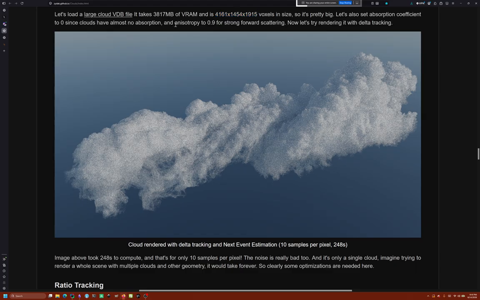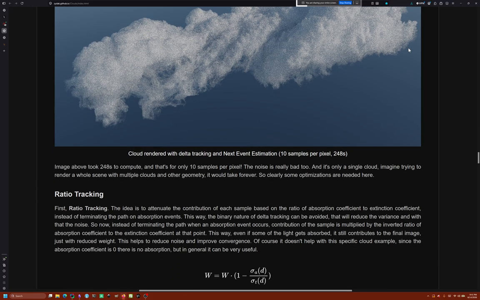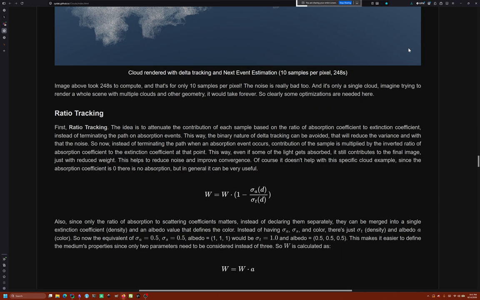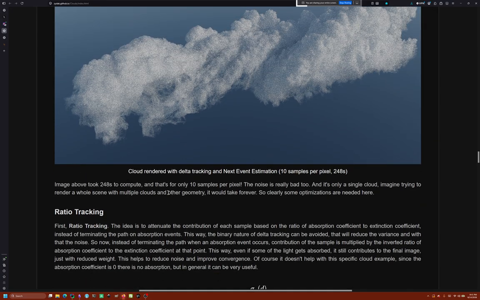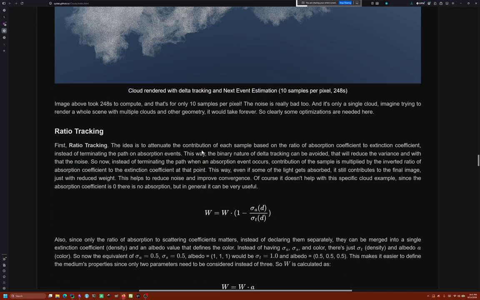So they're doing an anisotropy of 0.9 for strong forward scattering. Okay. So using delta tracking, they took 248 seconds to compute this, and that's only doing 10 samples per pixel. Still leaves a lot of really bad noise. Only a single cloud, blah, blah, blah. So we need some optimizations.